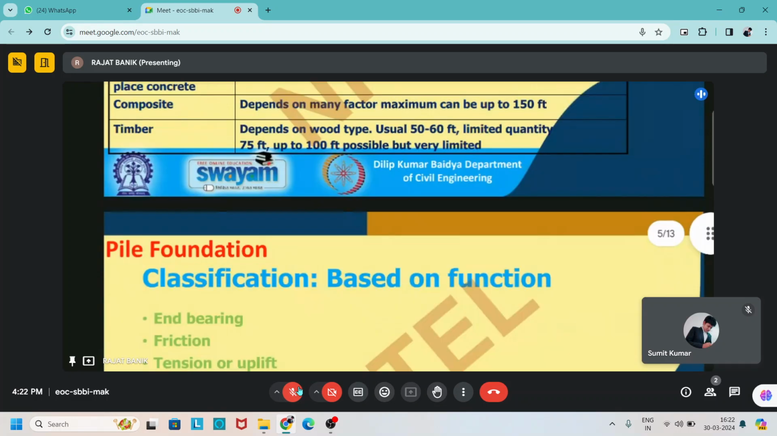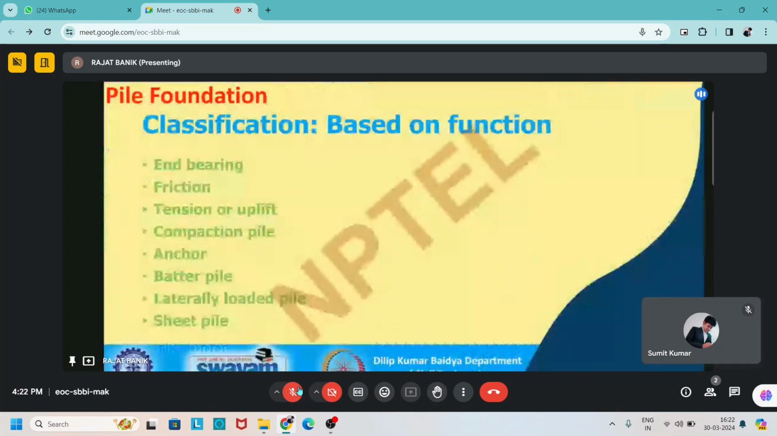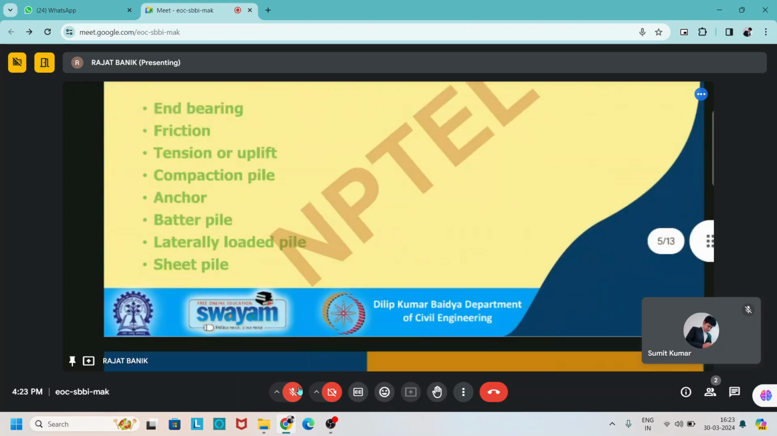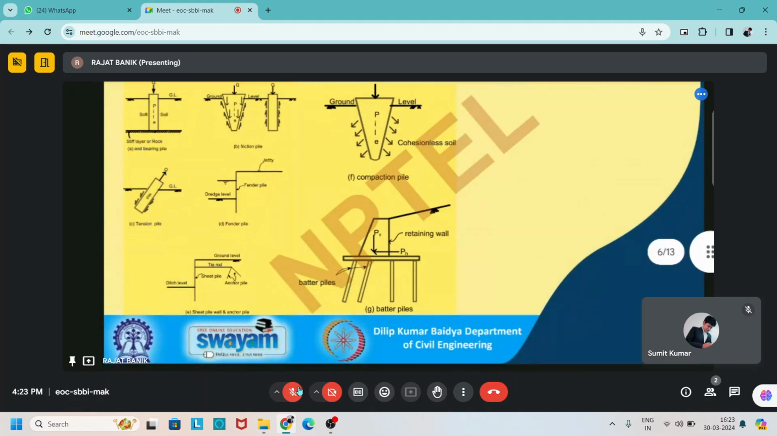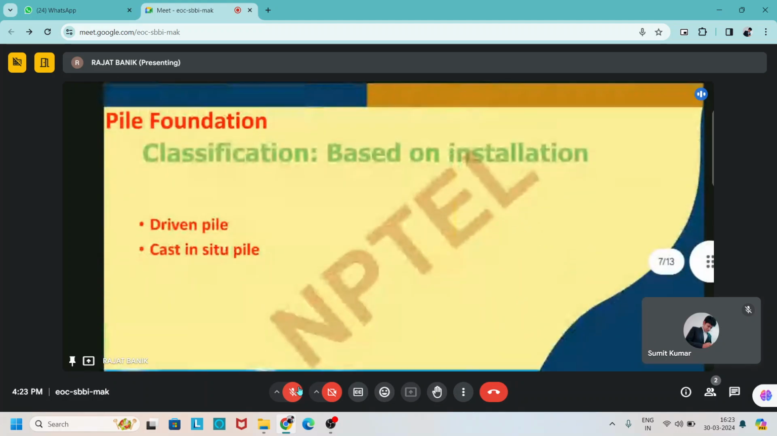Now, classification of the pile foundation based on function. The types are end bearing piles, friction piles, tension or uplift piles, compaction piles, anchor piles, batter piles, lateral loaded piles, and sheet piles. These are the pictorial figures of these different types of pile. You can go through them. We already discussed them.